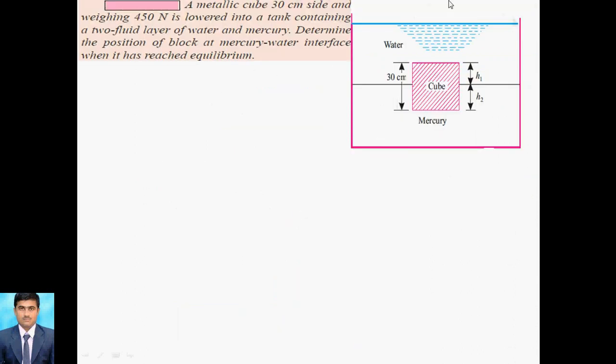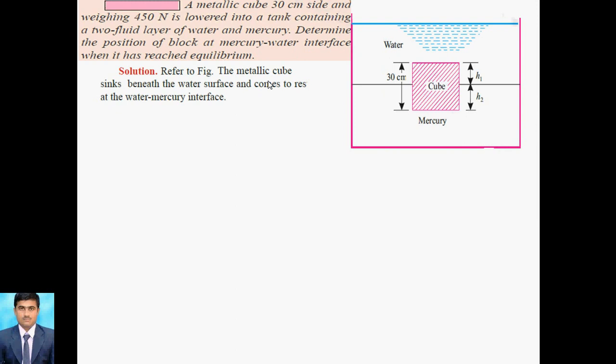Now the next example is a metallic cube, 30 centimeter side, weighing 450 Newton, which is lowered into a tank containing two fluids. Here the tank is placed and there are two liquids: water and mercury. Because of the density factor, the mercury is at the bottom and water is on the upper side, because the density of mercury is higher than water. Now determine the position of the block at the mercury-water interface when it reaches equilibrium.